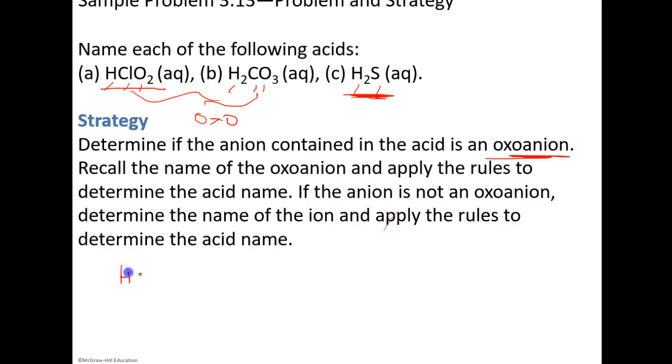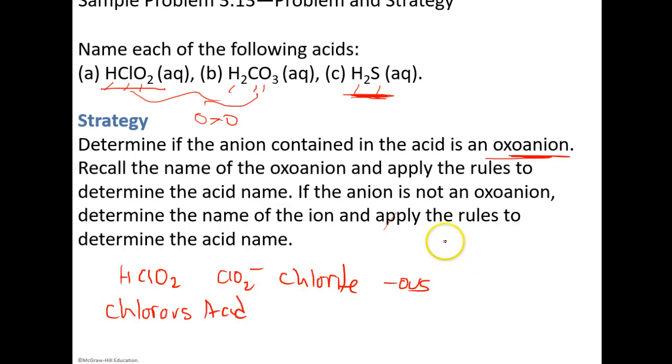So HClO2. Well, this is going to be the ClO2, which I know is chlorite. All right, so ous goes with ite, so this is called chlorous acid.